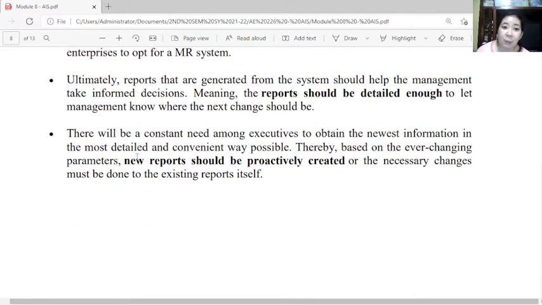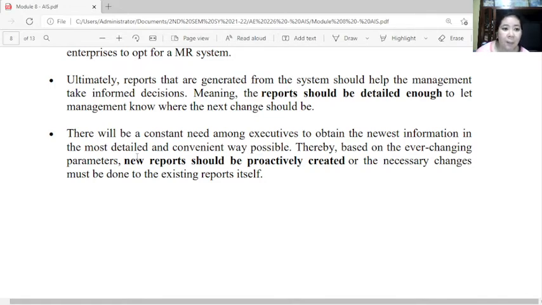Another, ultimately, reports generated from the system should help the management make informed decisions. Meaning, the reports should be detailed enough to let the management know where the next change should be. This is very important because the management relies on these reports for decision making. We have been mentioning this throughout our discussion, even for the FRS, not only the MRS.